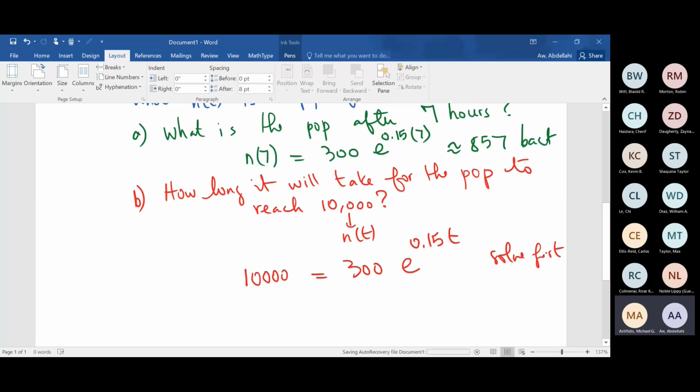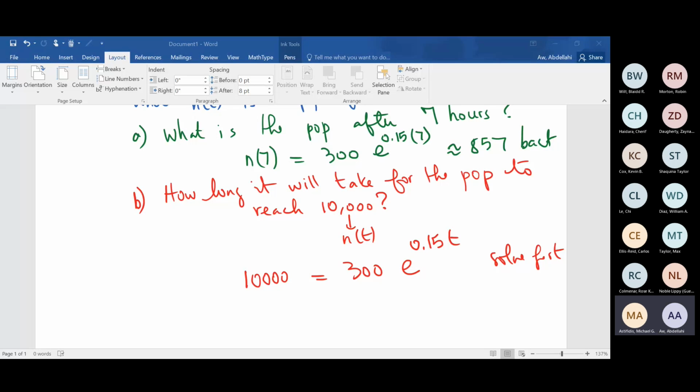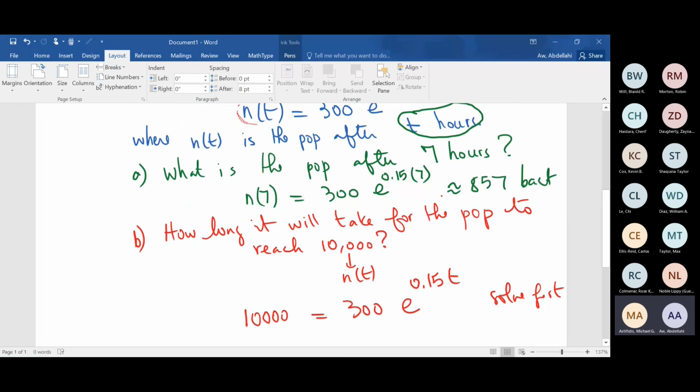You are only going to see these two types of questions. When we give you the independent variable and we ask you to find the dependent variable N of T, that is easy, just plug in the number. Or we give you the dependent variable, which is N of T, and we ask you to find the independent variable, which is T, right?